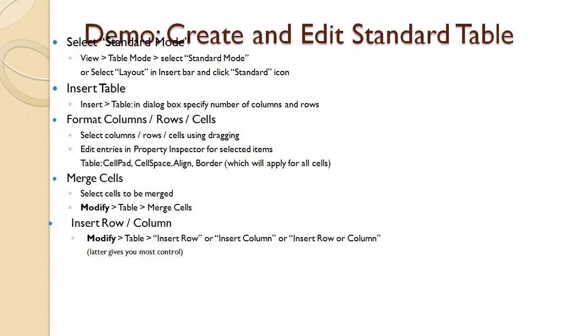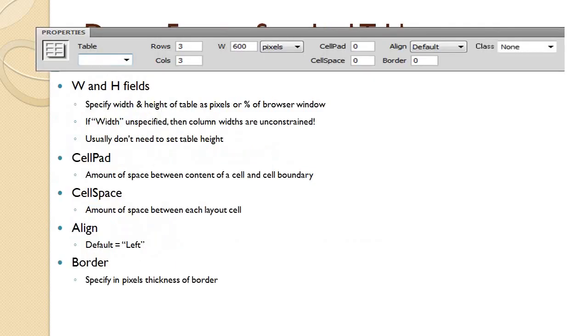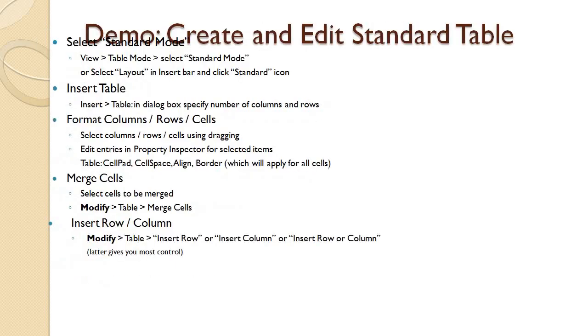Demo to create and edit a standard table. Select the standard mode, view the process, and select the layout. In the insert bar, click the standard icon and insert a table. In the dialog box, specify the number of columns and rows. To format column cells, select the column by dragging, and edit the property inspector for the selected items. Merging cells: select the cells to merge, modify the table, and merge the cells. Inserting a row and column: modifying the table, inserting the row, inserting the column, inserting rows and columns.